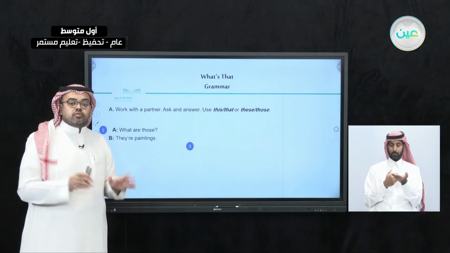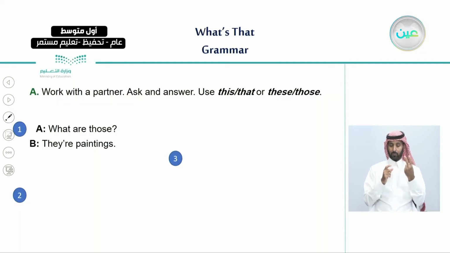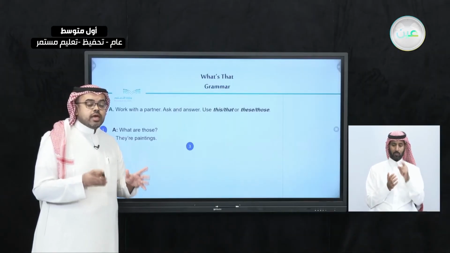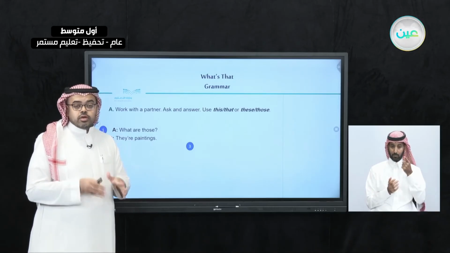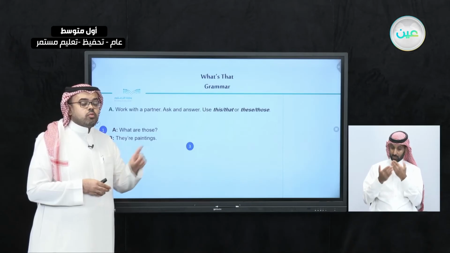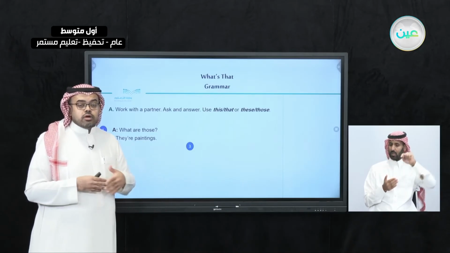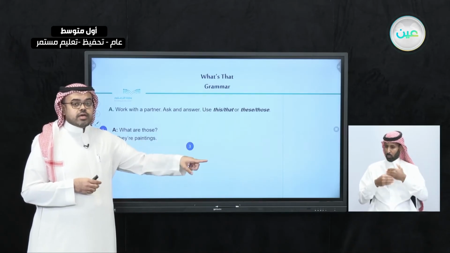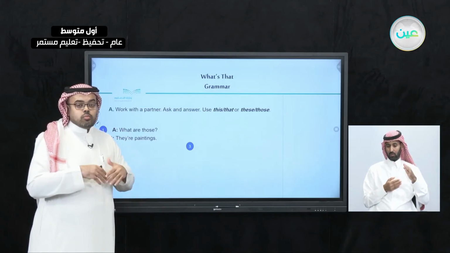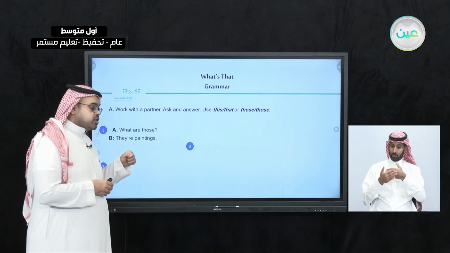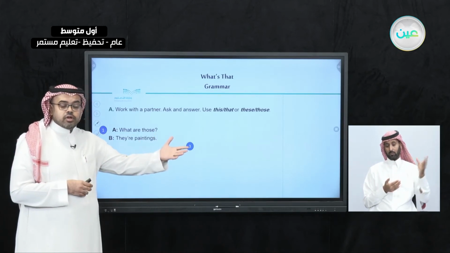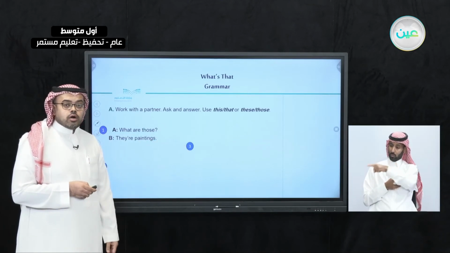Now, let's move on to picture number 2. So have a look at picture number 2. What is the question that we can make out of this picture? And remember, if it's singular and near, we would say, what is this? If it's singular and far, we would say, what is that? And if it's a group of objects and near, we would say, what are these? And if they are very far, we would say, what are those?